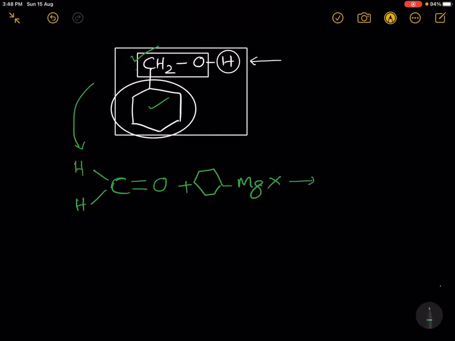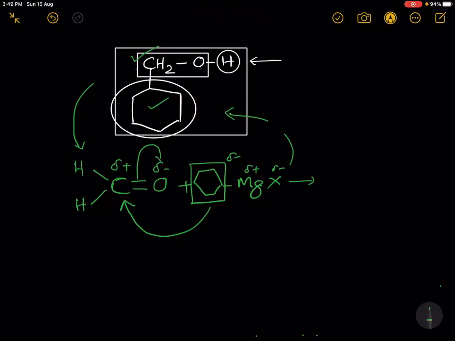Let us find the product, whether we are getting this compound or not. You see, this O is electronegative and this carbon is electropositive. This part in Grignard's reagent is electronegative and Mg is electropositive and X is electronegative. So this part will attack this carbon of the carbonyl group, and the bond between C and O is shifted, particularly this pi bond is shifted, and this MgX group will be bonded to this O.